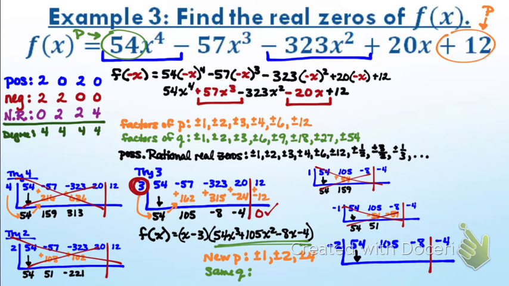So I'm going to bring the 54 down. Negative 2 times 54 is negative 108. When I add those together, I get what? Negative 3. Negative 2 times negative 3 gives me positive 6, right? Yes. And then I add those two together. I get negative 2. Got another 0.